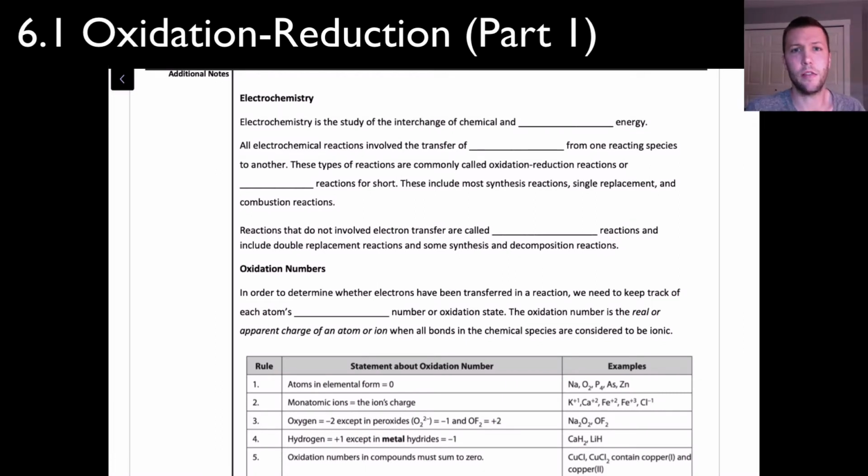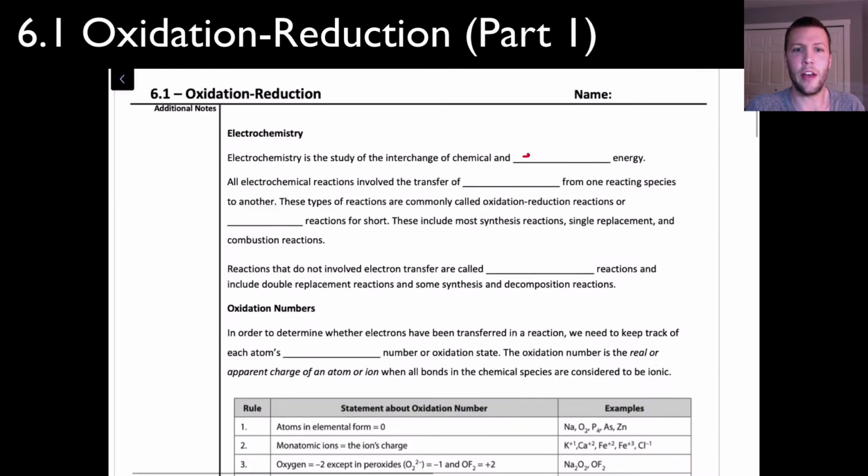Hi everybody, in this video series we're going to take a look at oxidation-reduction reactions. Electrochemistry is the study of the interchange of chemical and electrical energy. All electrochemical reactions involve the transfer of electrons from one reacting species to another. These types of reactions are commonly referred to as oxidation-reduction reactions or redox reactions for short.